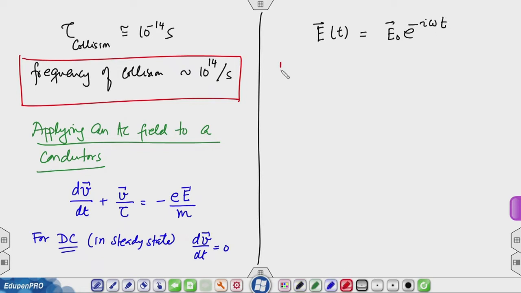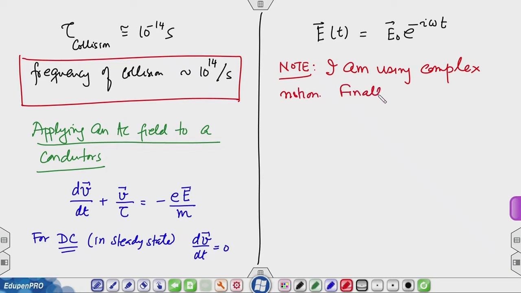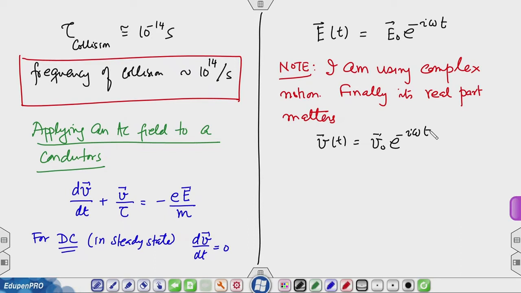Just a note here, I am using complex notation. Finally, its real part matters. So, I would request you to go back and brush it up. So, when I apply this E field, these electrons are going to see this oscillating field, and therefore, they are going to go back and forth. Finally, their velocity, therefore, I can take to be time dependent as some v 0 e raised to minus i omega t. dv/dt is no longer 0.